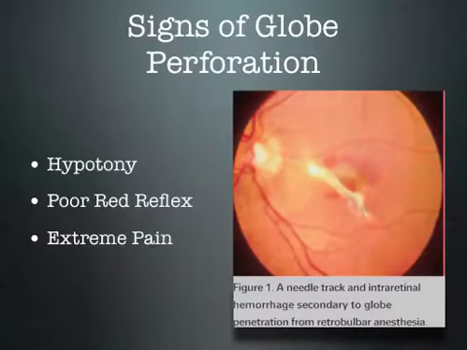The signs of globe perforation. But I think the most important point is extreme pain. The patient is going to feel a lot of pain. We can have a poor red reflex and hypotonia of the globe. If you feel the globe, it might feel very flail, or it can be very hypertonic, and can have a poor red reflex. But I think an important sign to look for here is when we're advancing the needle, it's going to cause extreme pain to the patient.